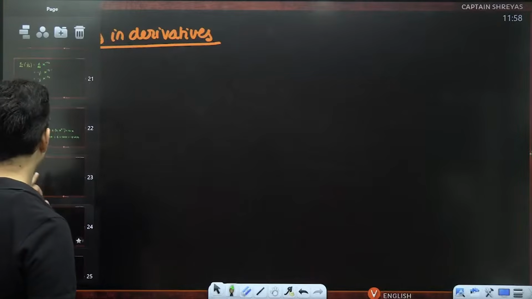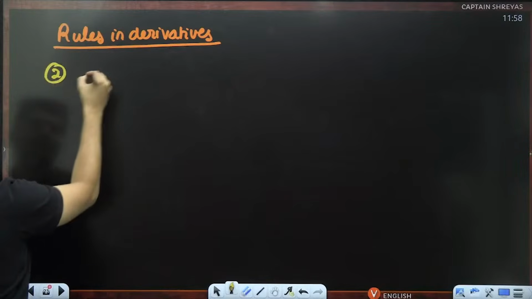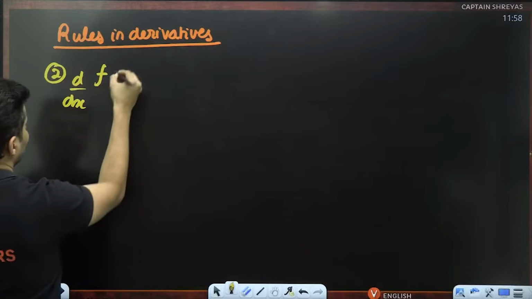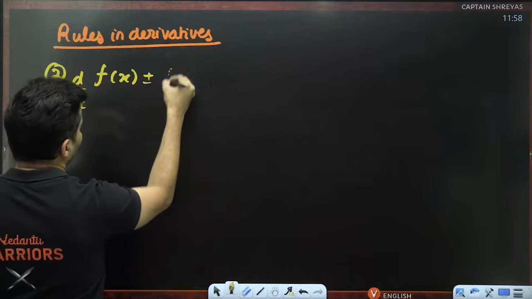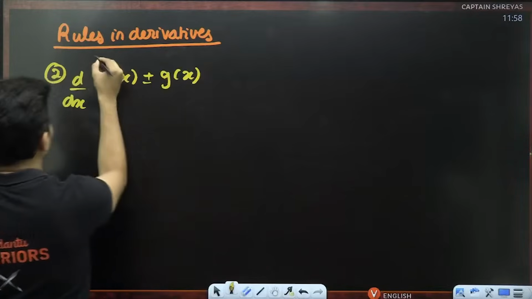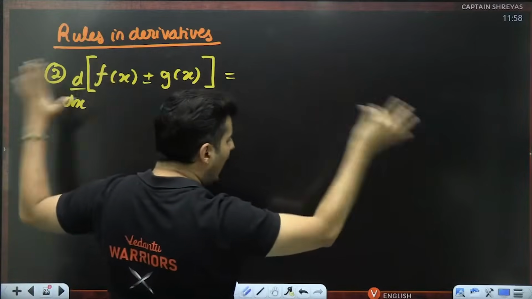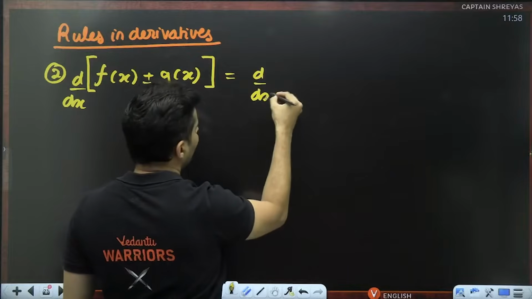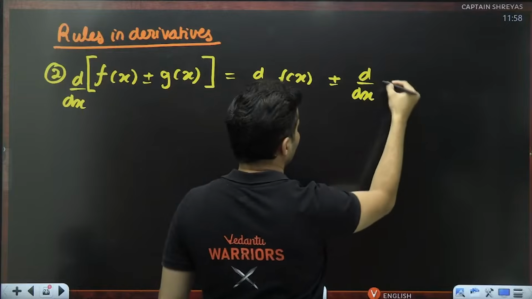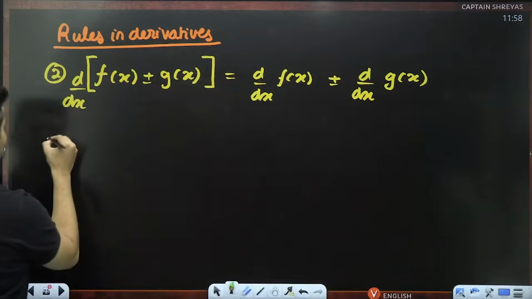The next rule that you have is this one. Imagine you have a function being added or subtracted to some other function. Then when you want to find the derivative of that entire thing, you can find the derivative separately and then add or subtract them. So it will be just d by dx of f of x plus minus d by dx of g of x. As simple as that.